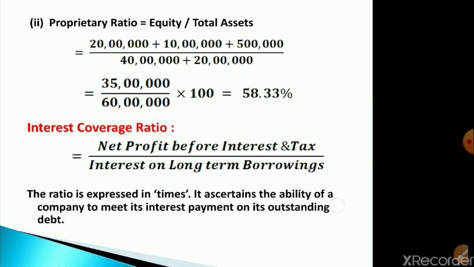Next, our next topic is interest coverage ratio. Generally, interest coverage ratio means how capable the firm is in paying off its interest on long-term borrowings. The formula for interest coverage ratio is net profit before interest and tax divided by interest on long-term borrowings. This ratio is generally expressed in times. It ascertains the ability of the company to meet its interest payment on its outstanding debt.